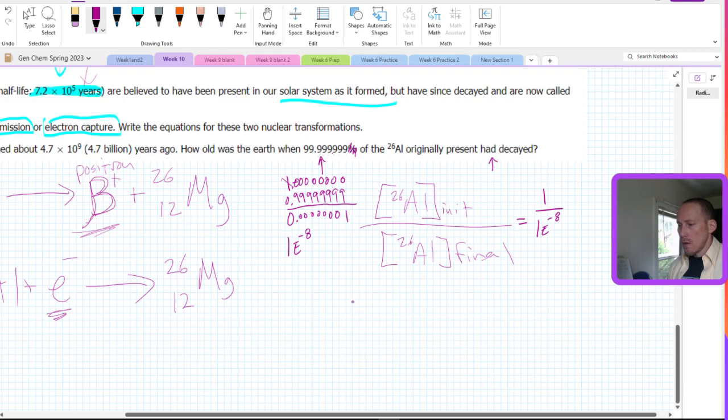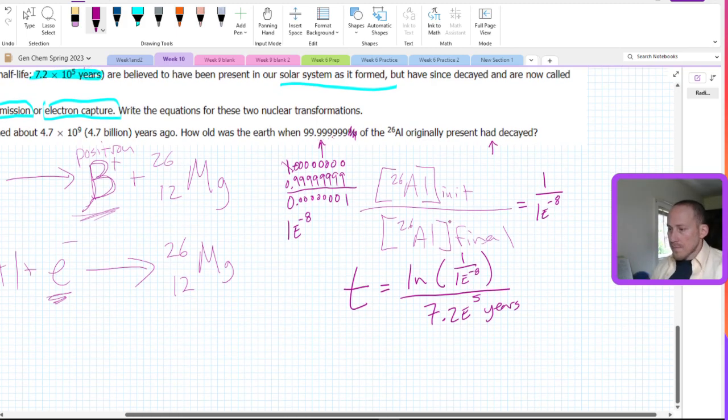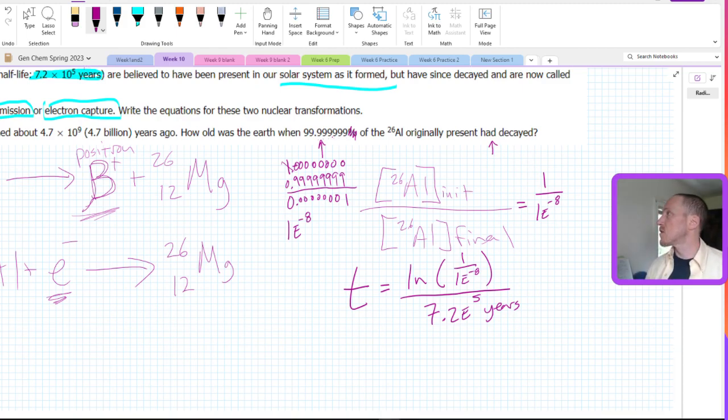So the length of time is going to be the natural log of that ratio over the half-life, which is given to us as 7.2 times 10 to the 5th years. So that's the rate, right? That's the decay rate. So we're solving for t. I was about to do some algebra, but we actually don't really need to do algebra.